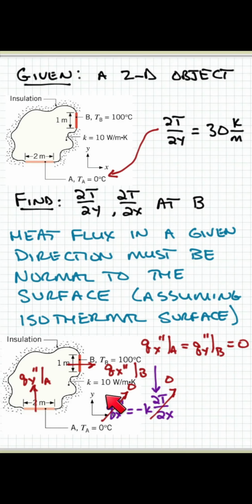If there's 0 heat flow, then there has to be 0 driving force for heat flow. K is a constant, that doesn't change. So already from this observation, we can rule out a temperature gradient in the x direction at surface A.